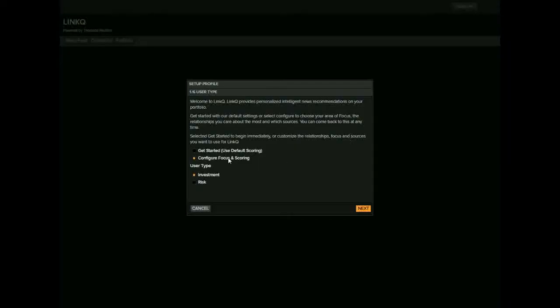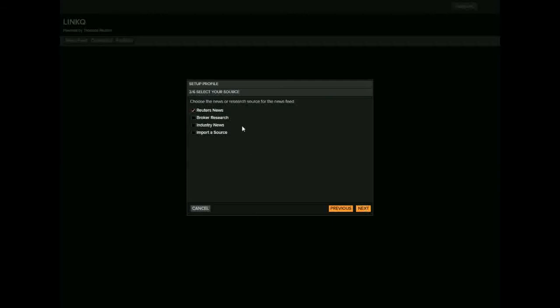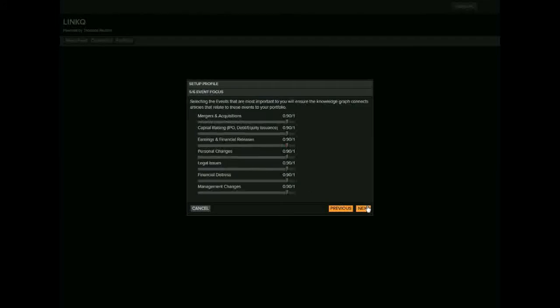The LinkQ interface guides the user through setting up their focus and defining the weights of each relationship that they want to score. This is important because graphs can be incredibly complex, and rather than having the user define each and every topic or define a search, we're having them define the types of source, the themes, and the individual relationships that they find useful and important to them.